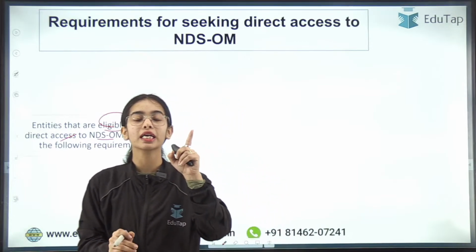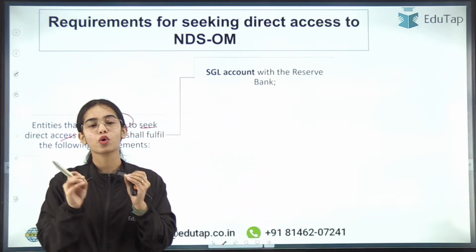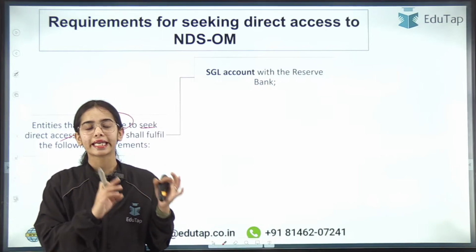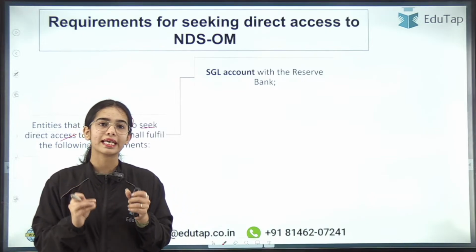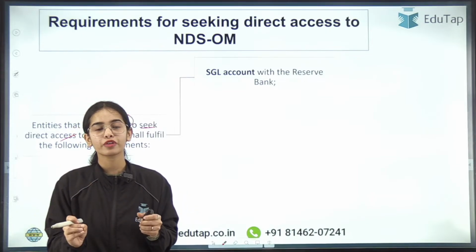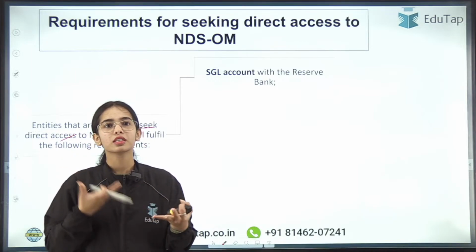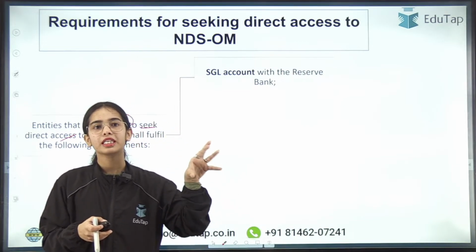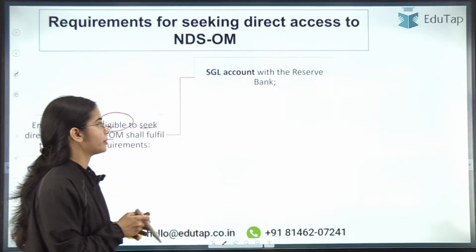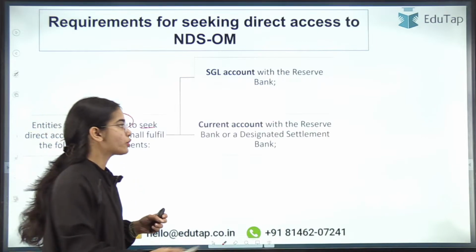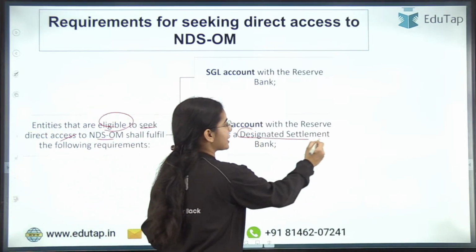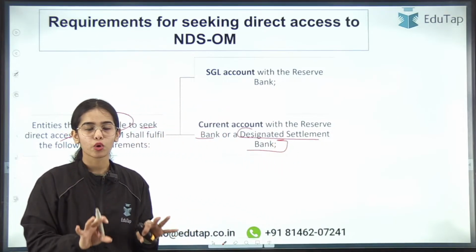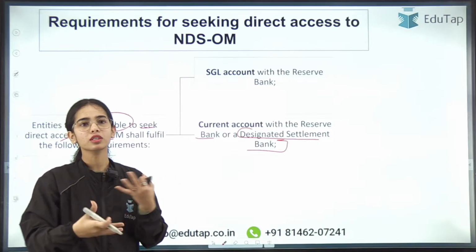First of all, they will require the SGL account with the Reserve Bank of India. So banks and NBFCs that have direct access to the NDS-OM need to have the SGL account with the Reserve Bank of India, so that when they trade in government securities, their securities can be kept in demat form in the SGL account with the RBI. They also require the current account with the RBI or with a designated settlement bank that has the authority to have the current account and do the transaction.